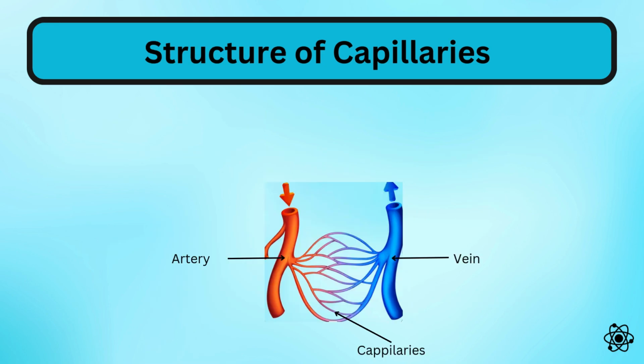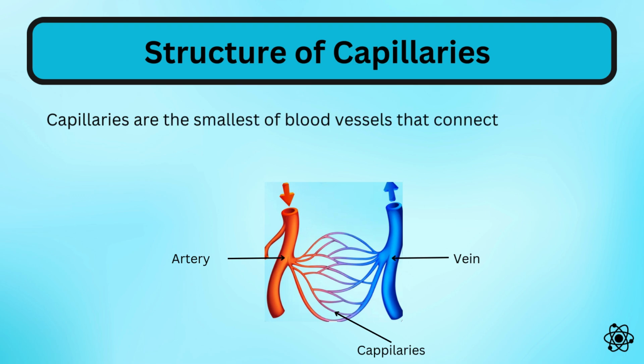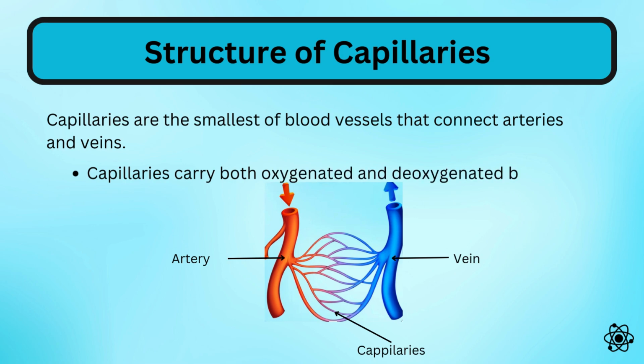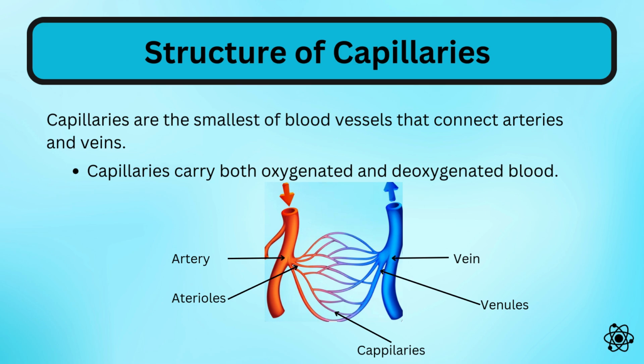Next, let's learn about the structure of capillaries. Capillaries are the smallest of blood vessels that connect arteries and veins. Capillaries carry both oxygenated and deoxygenated blood. Arteries divide further into narrower vessels called arterioles, which connect to the capillaries. Veins also divide further into narrower vessels called venules, which connect to the capillaries.